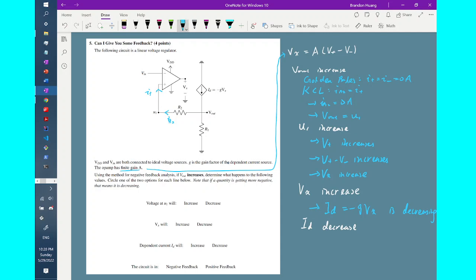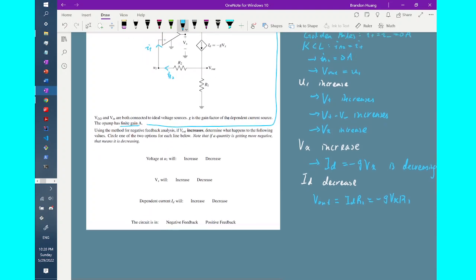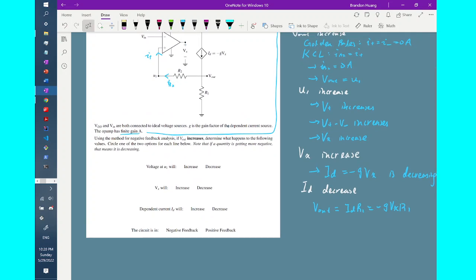If ID is decreasing, since Vout is equal to ID times R1, which is equal to negative GVx R1, and ID is decreasing, then Vout should also be decreasing, and thus we end up with a negative feedback. And this is a negative feedback because by increasing Vout, we decreased Vout, which means we have a negative feedback.